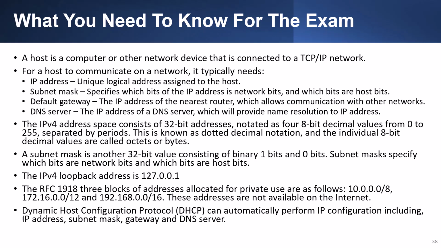The RFC 1918 3 blocks of addresses allocated for private use are as follows: 10.0.0.0/8, 172.16.0.0/12, and 192.168.0.0/16. These addresses are not available on the Internet. Dynamic Host Configuration Protocol, or DHCP, can automatically perform the IP configuration, including IP address, subnet mask, gateway, and DNS server.